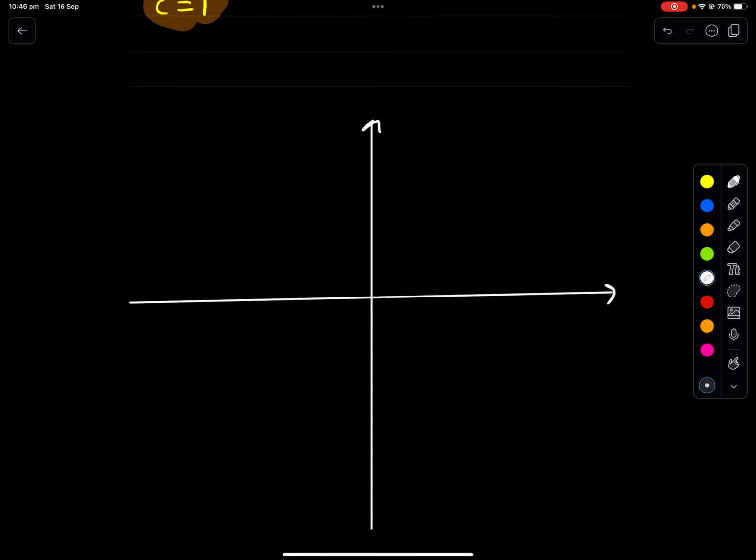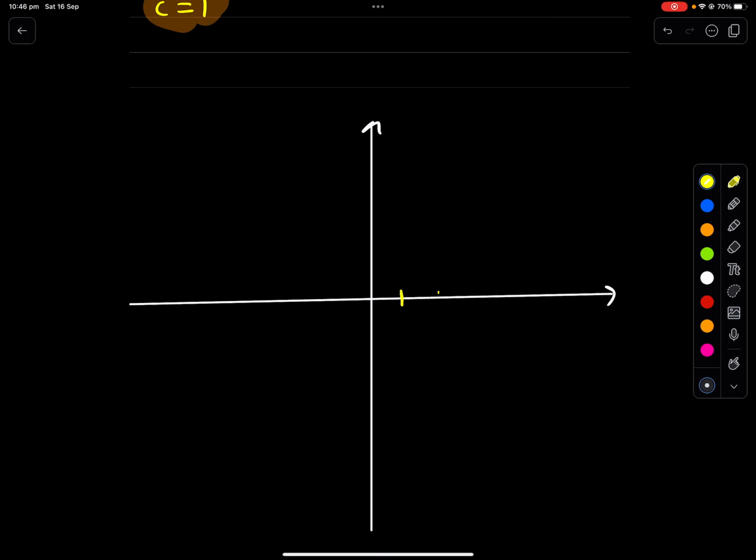So, if I look at this point, let's say that's 1, that's 2, that's 3, that's 4, that's 5. That's 1, that's 2, that's 3, that's 4, that's 5. Oh, it's too small. 2, 3, 4, 5, 6.